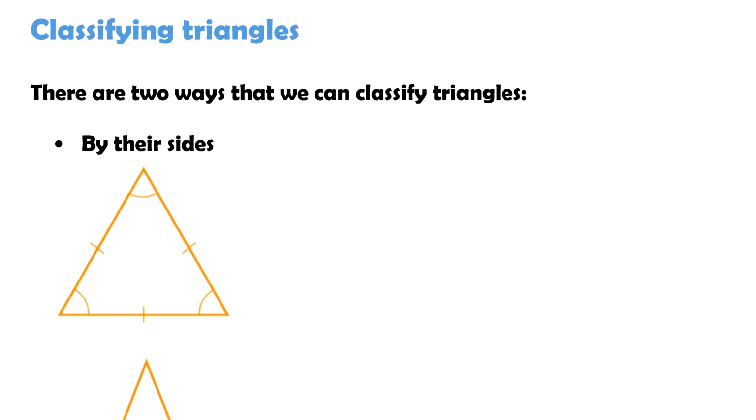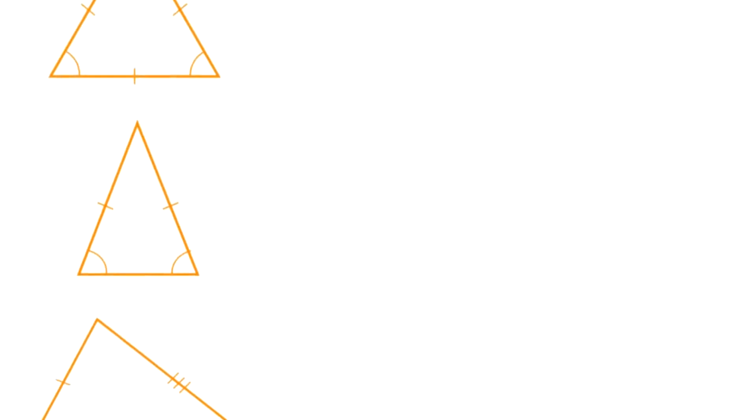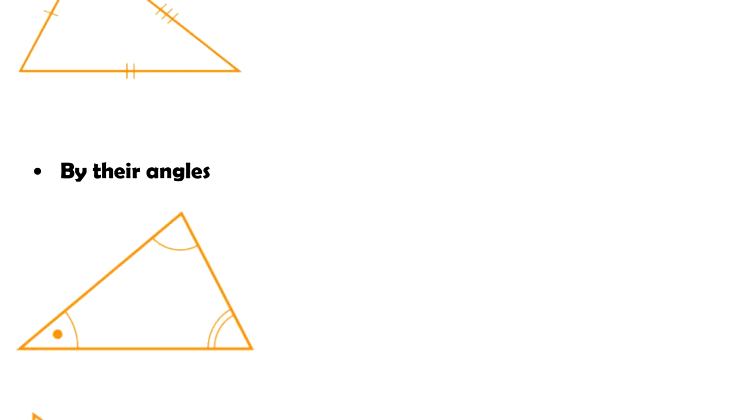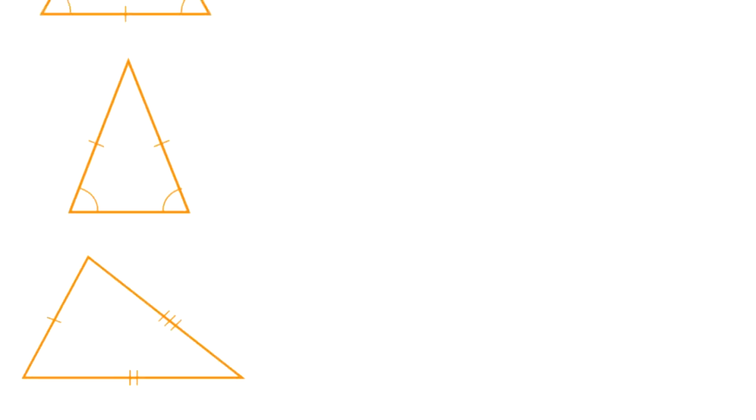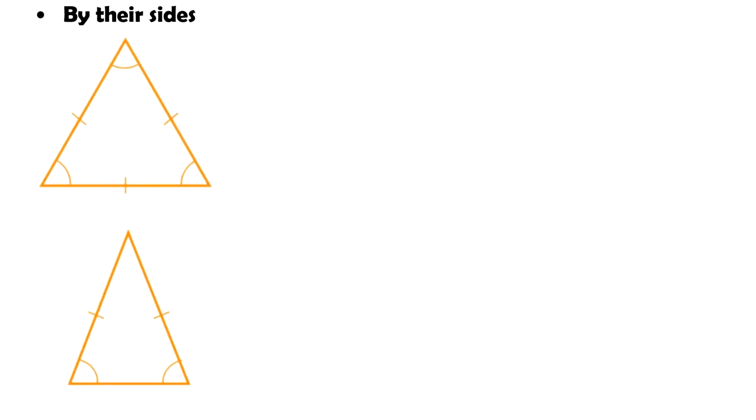In this video, we're looking at classifying triangles. There are two ways that we can classify triangles. The first is by their sides. As you can see, there are three different types of triangles here. The second is by their angles, and as you can see, there are three different types here. We're going to go through each of these. We're going to start with the sides.